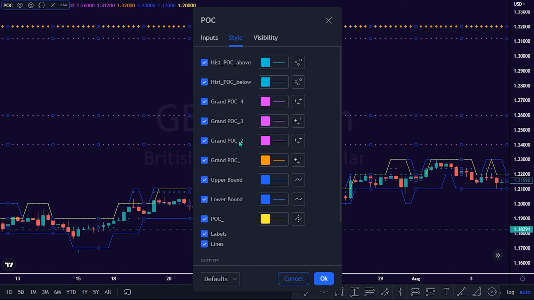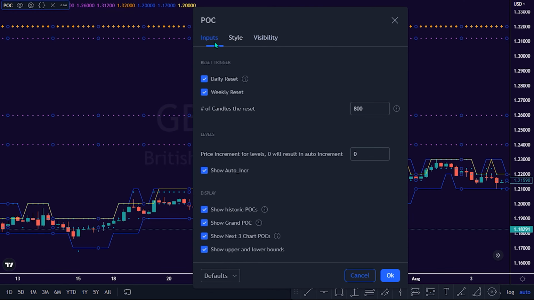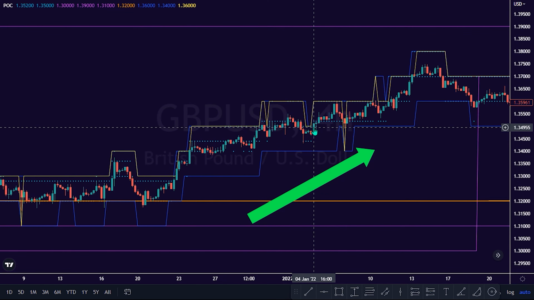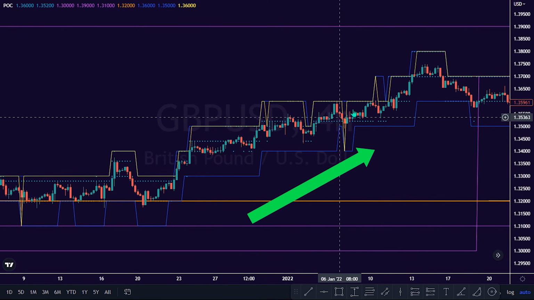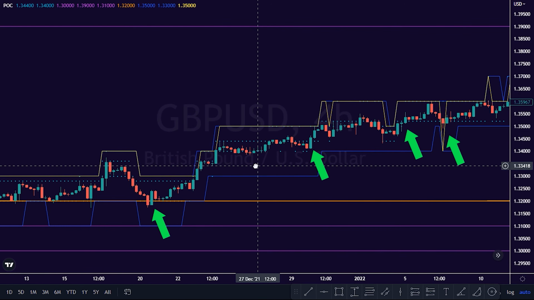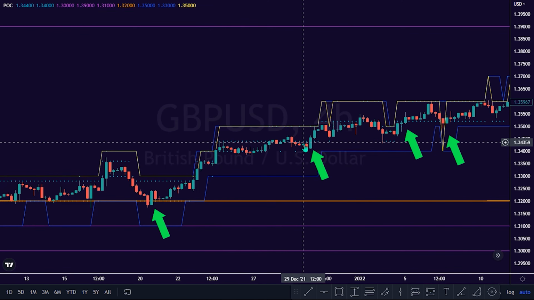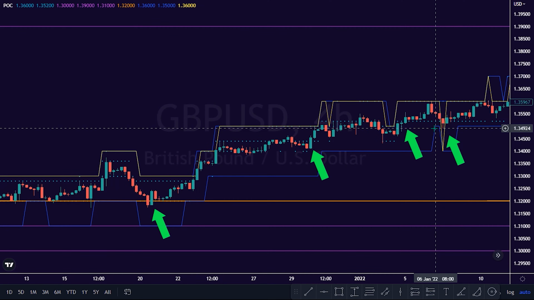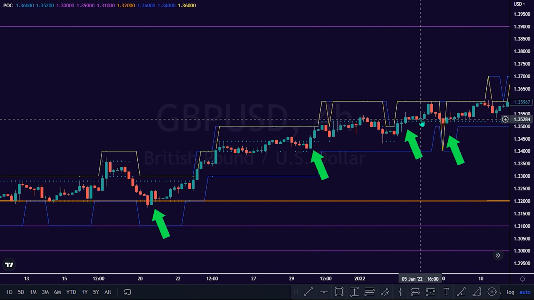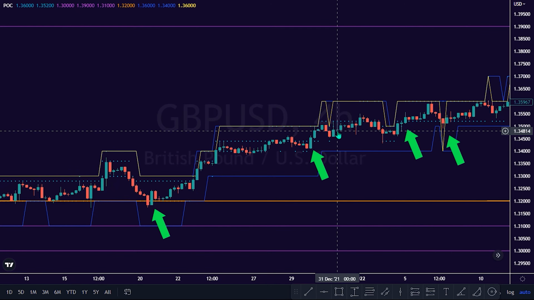Alright, with that being said, it's time I show you how to apply this indicator to detect trade setups in the market. To ride a bullish trend. Step 1. Watch out for a bullish trending market. Step 2. Patiently wait for a bearish pullback to the lower bound line. Step 3. A bullish close above the grand POC line will give confirmation of the continuation of the bullish trend.